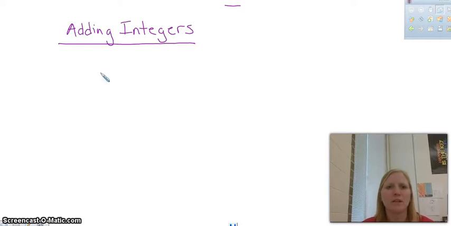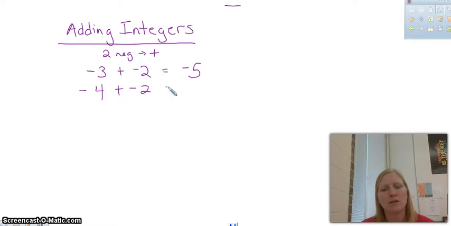Alright, first just a couple examples to make sure we remember, after a long weekend, what we're supposed to do. We have -3 plus -2 is going to be -5, because when you have 2 negatives, you just add. -4 plus -2 is -6, because 4 plus 2 is 6.